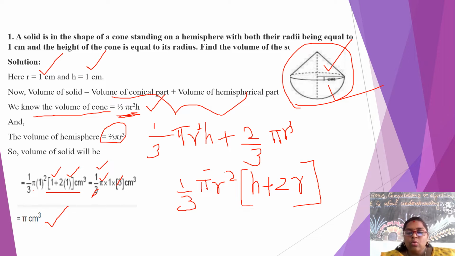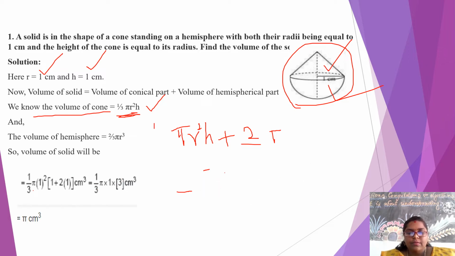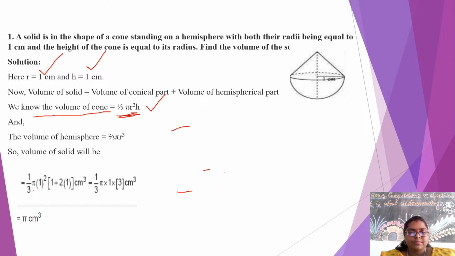We have to find the volume of each separate figure, then we have to add. That's it. This is your first question. We will move on to the second one.